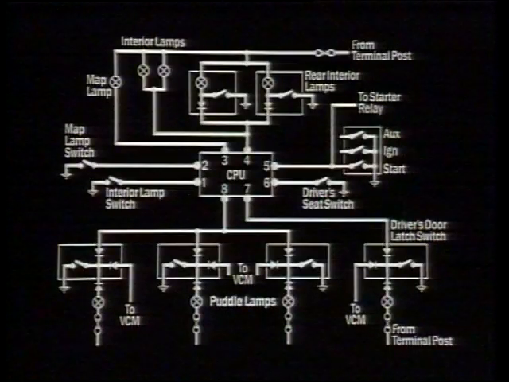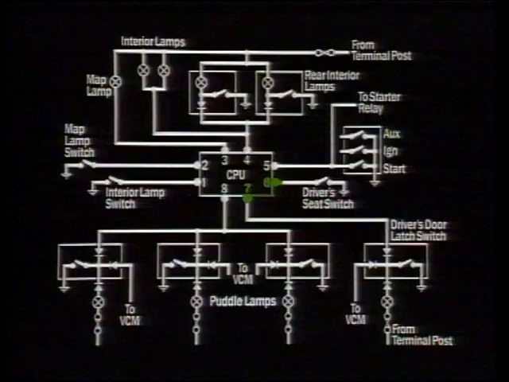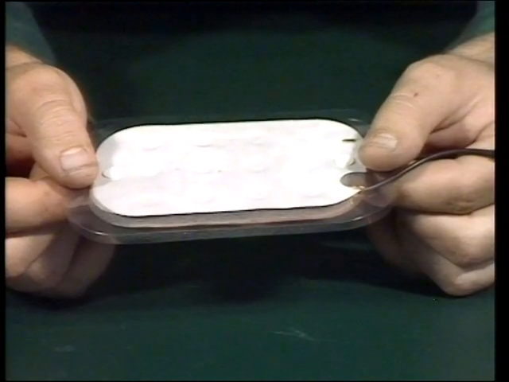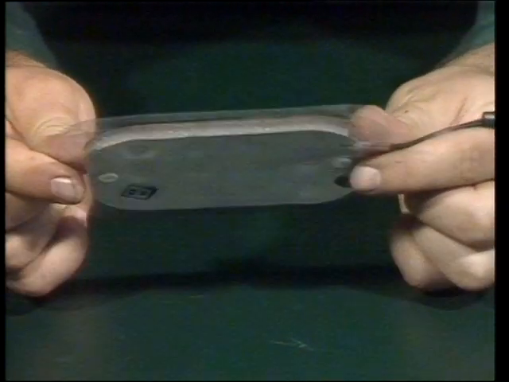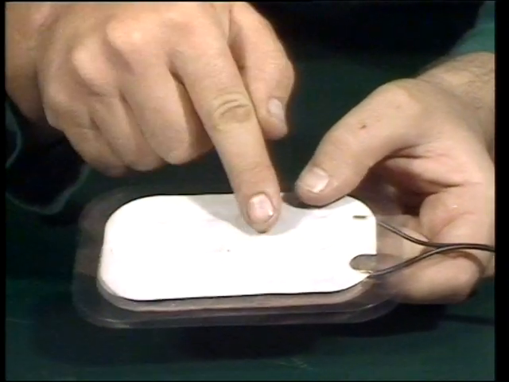In conjunction with the driver's door lock latch switch, the CPU also monitors the driver's seat pad switch. The driver's seat pad switch is a sensor pad built into the seat. It's made of 2 sheets of copper separated by a sheet of perforated foam.